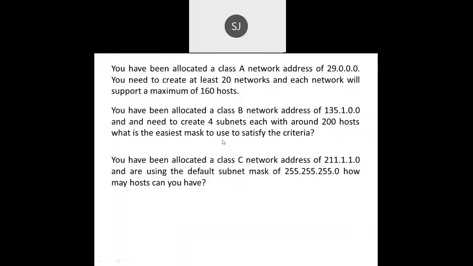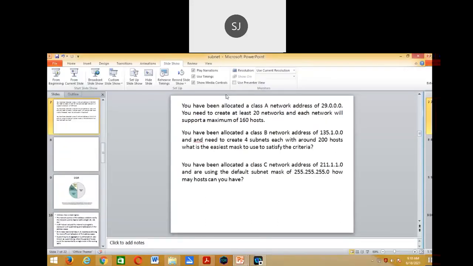You have been allocated a class A network address of 29.0.0.0, right? So this is a class A address. You need to create at least 20 networks, and each network will support a maximum of 160 hosts. So this is the question. Now think about this. How do you solve it?